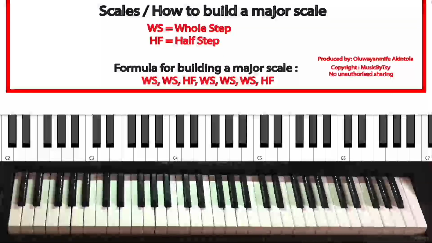You just have to remember the formula. The formula is you start from the key that you want to build a major scale for, and then you take a whole step, and then a whole step, and then a half step, and then a whole step, and then a whole step, and then a whole step, and then a half step.